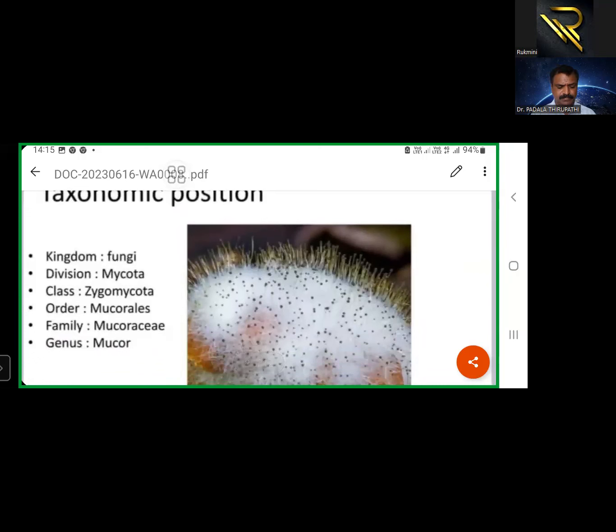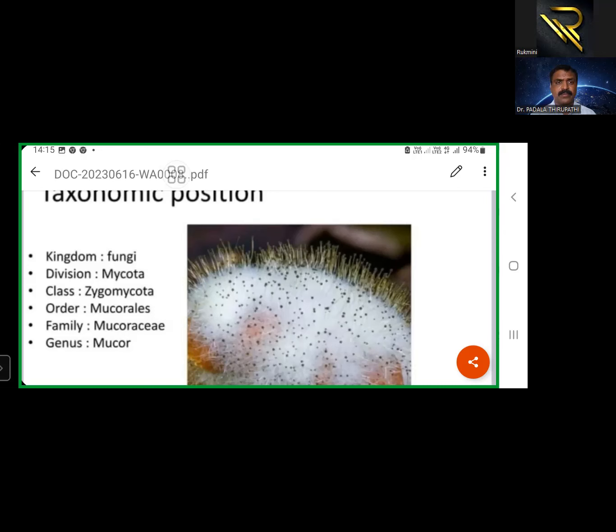Mucor belongs to division Eumycota. It belongs to the subdivision Zygomycotina, class Zygomycetes, and order Mucorales. In the family, it belongs to Mucoraceae. The genus Mucor includes almost 50 species. How many species are included in the genus Mucor? It includes almost 50 species.